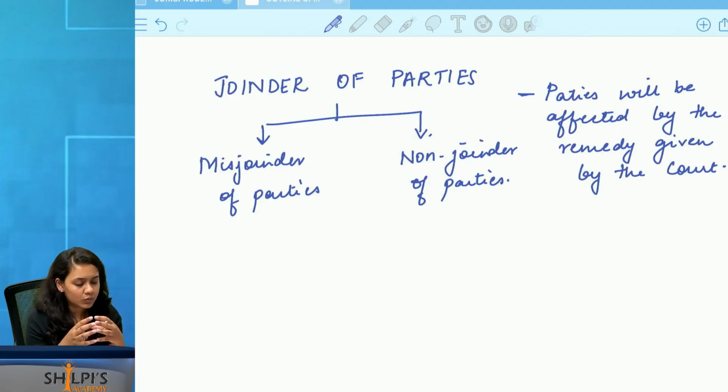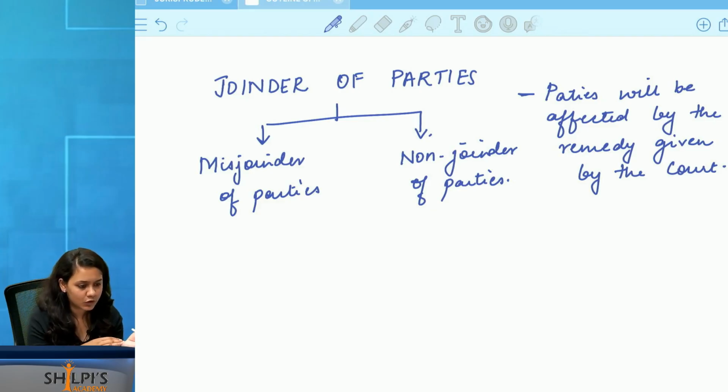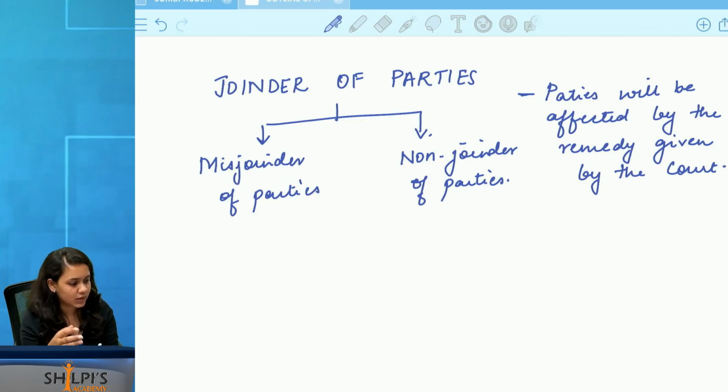So what will the court do? The court will pass judgment. The court will grant a remedy to the victims, and will ask the opposite party to pay up that kind of compensation. So whoever is entitled to be paid will be the plaintiffs, and if all their names are not there, then there's been a non-joinder of parties. Or if unnecessary persons are being added as plaintiffs, there's a misjoinder.